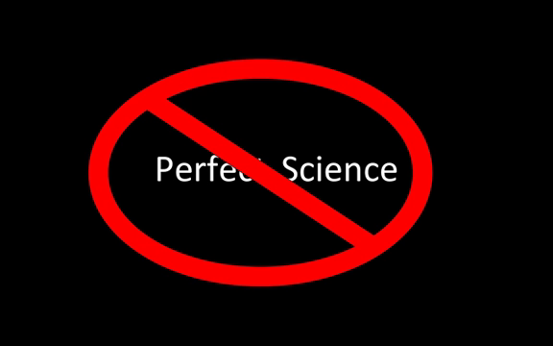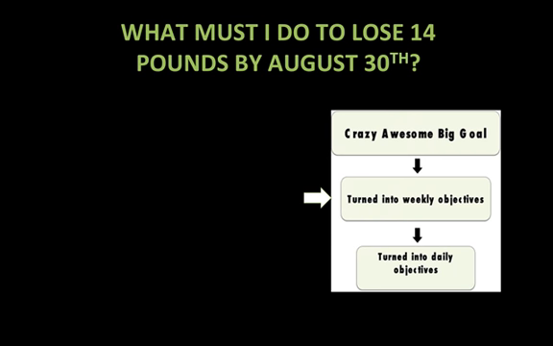I have to warn you about something. None of this is a perfect science. We are dealing with big goals here. And in going through this process, there are things that we can do that get us in the best position, but there's no perfect formula, because this is real life, and real life doesn't have perfect formulas. So I just want to make that clear here. You may see some things that you're not totally sure about, but that's the process. So let's keep going here. What must I do to lose 14 pounds by August 30th?